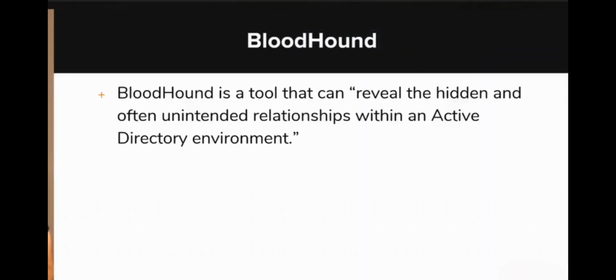BloodHound is a really famous tool which can reveal hidden and often unintended relationships in Active Directory. And by relationships, what we really mean is, imagine a path where a user can force change the password of another user who is a member of a privileged group that can log into a server. The entire chain of sequence is something that BloodHound is really good at discovering and then showcasing back to us in a very easy to understand form.